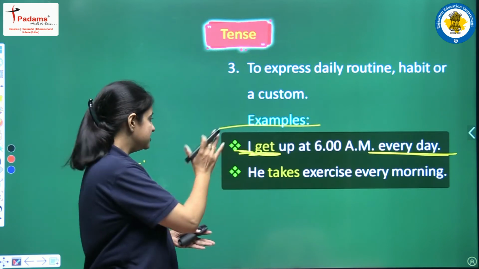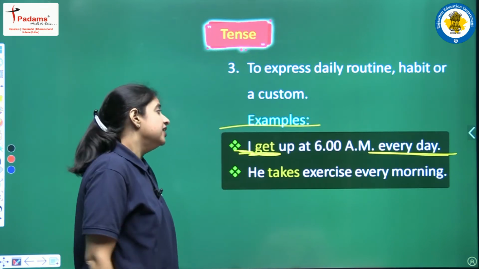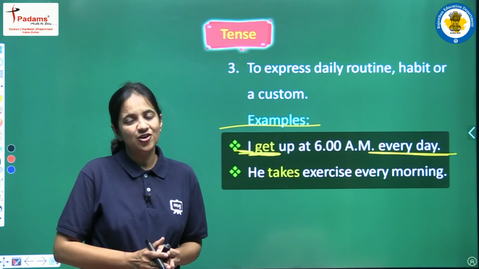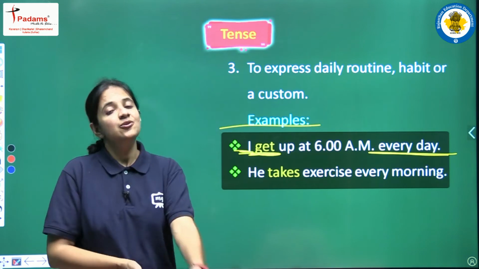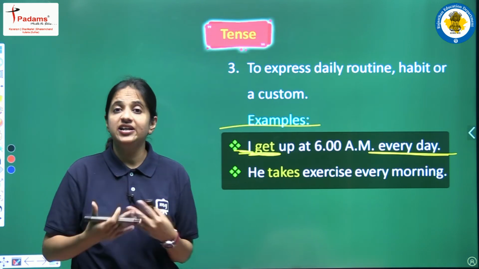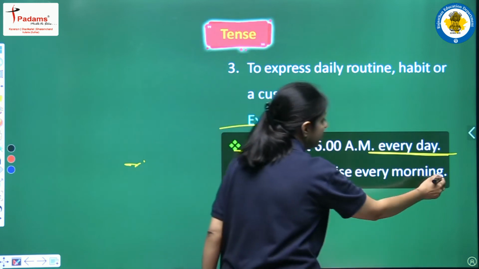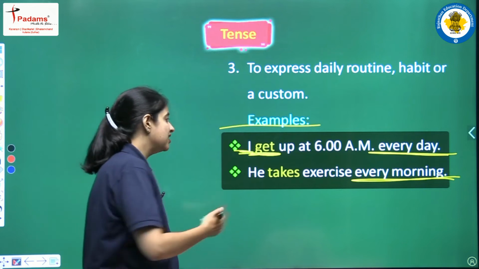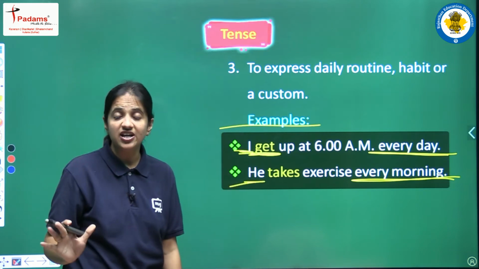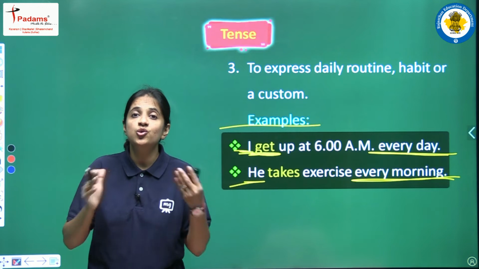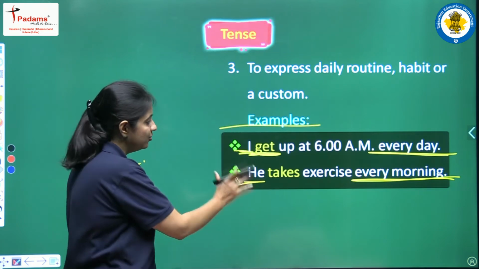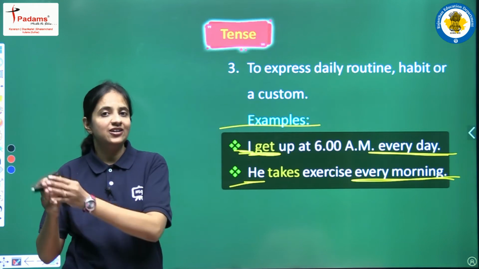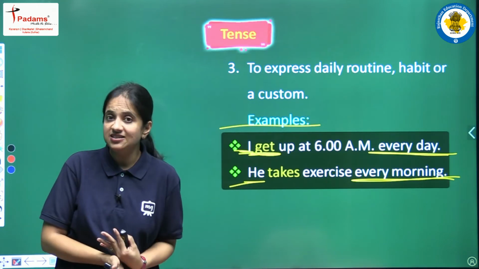Okay. Second example that we are having is he takes exercise every morning. So yes, again in this sentence we are talking about someone's daily routine. We are talking about someone's everyday system, that every morning he takes exercise. So again we are using present simple tense and now we are having a singular subject. So students, just remember the rules always. Okay. So now this is clear that this is a habitual thing. So now we are aware that in all the habitual things we use present simple tense, right?